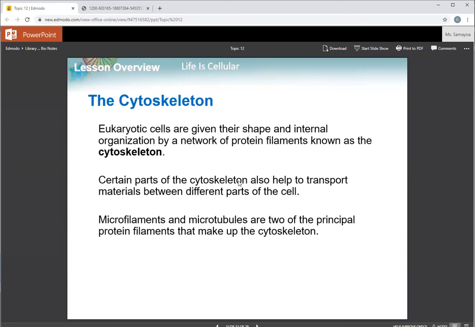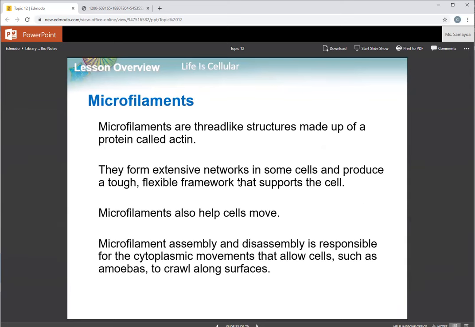Now, within the cytoskeleton, you have two different parts, which are the microfilaments and the microtubules. The microfilaments have actin in it, and they have a whole bunch of networks that help with the actual shape. They also help the cell move, and they allow for like a more flexible structure.